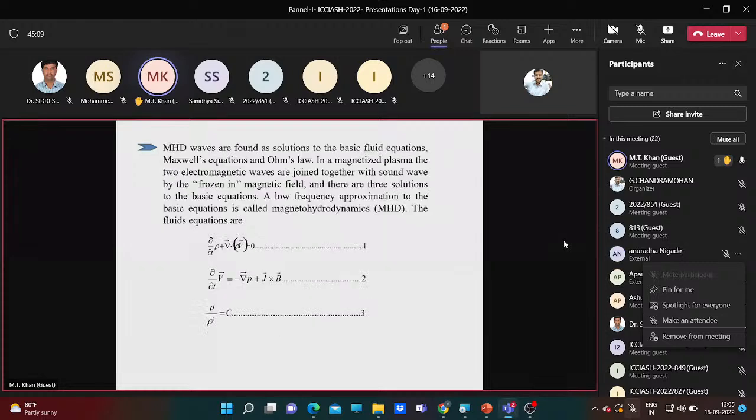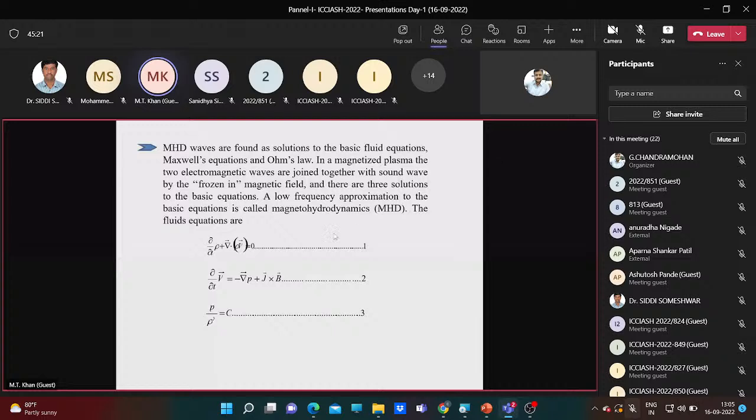MHD waves are found as solutions to the basic fluid equations, Maxwell's equations, and Ohm's law. In magnetized plasma, the two electromagnetic waves are joined together with sound waves, while the magnetic field is frozen in. And there are three solutions to the basic equations. A low frequency approximation to the basic equations is called hydromagnetic waves. The fluid equations are the equation of motion, the equation of continuity, and the equation of state.